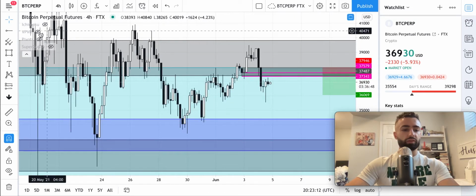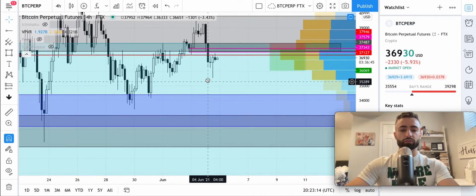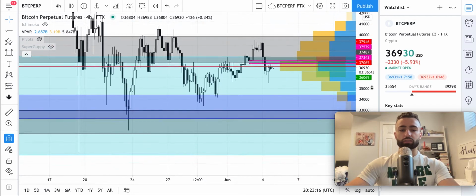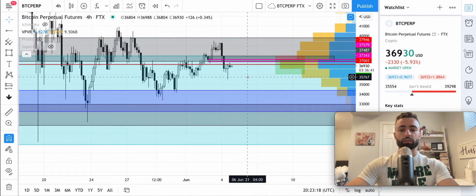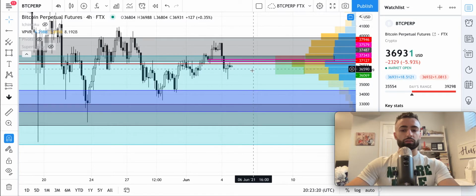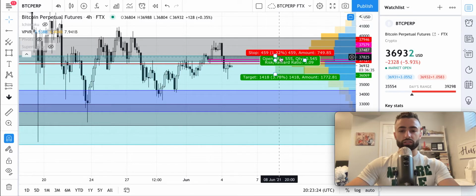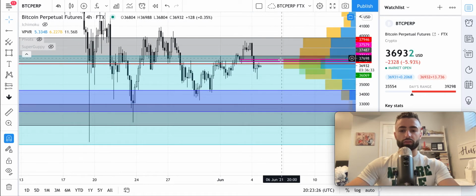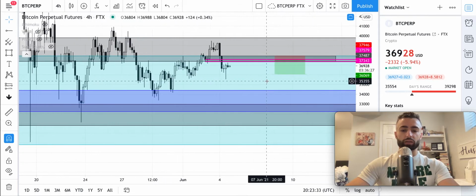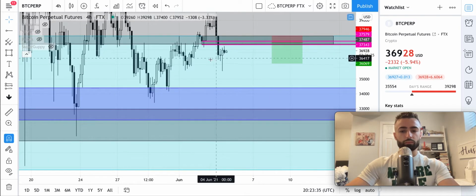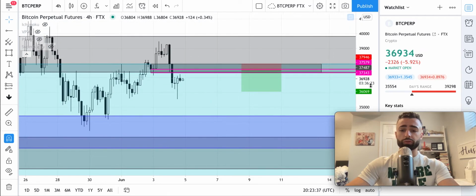Maybe we could pull up the VPVR and see where this would lead us in this kind of zone of price. Let's see. It doesn't really help us much. It tells us, though, there is some confluence here with this resistance zone. You can see that there's a high volume node right in that zone. So that does give us some confidence there that this resistance zone will hold.